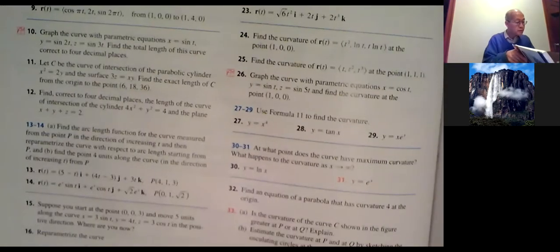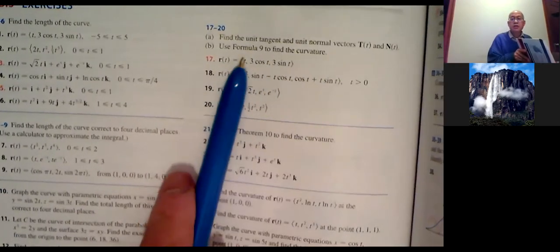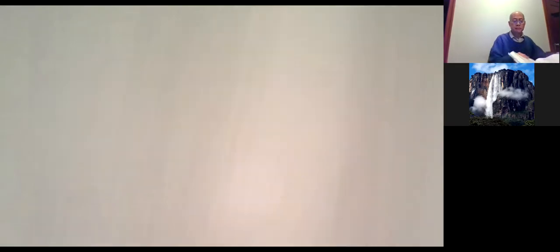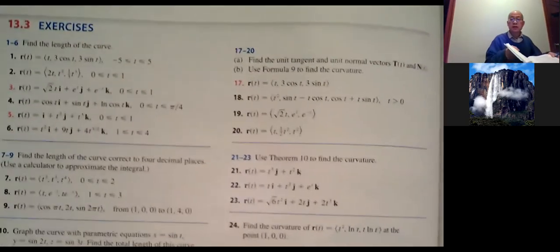Okay, now we have some problems involving unit tangent vector, curvature, and stuff like that. Finding unit tangent and unit normal vectors T and N. Use formula 9 to find the curvature. Formula 9 and theorem 10 to find the curvature. Formula 9, use that. And then later on it says use theorem 10. So we're finding curvatures of functions now. So 17 and 19 are like that. Try some of those.